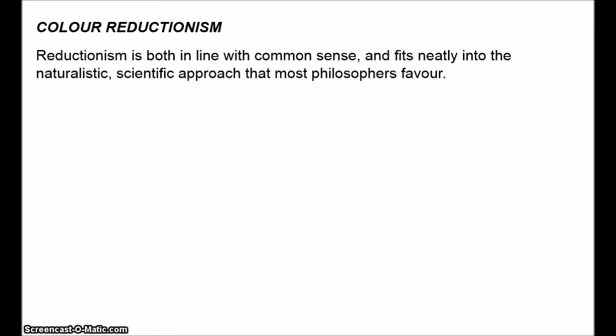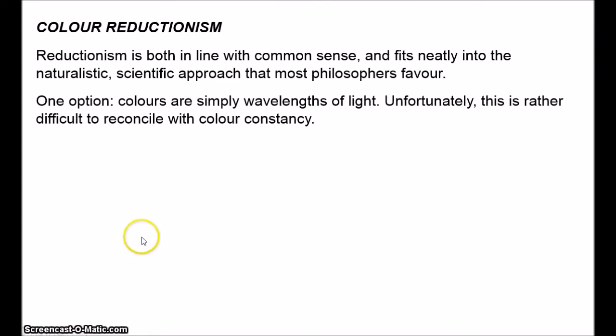Okay, so a simple form of reductionism is to say that colours are wavelengths of light. You maybe sometimes hear scientists say this. They'll say redness is just light waves in the longer wavelengths of the visible spectrum. I don't think this is very popular among philosophers. There are many problems, but the central difficulty here is colour constancy, which we discussed in the last video.